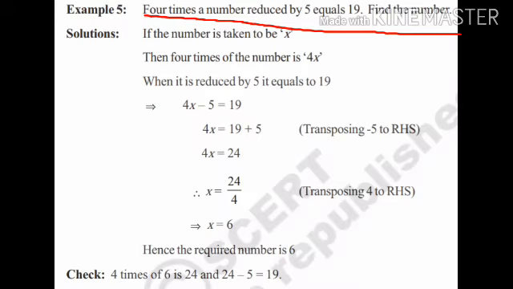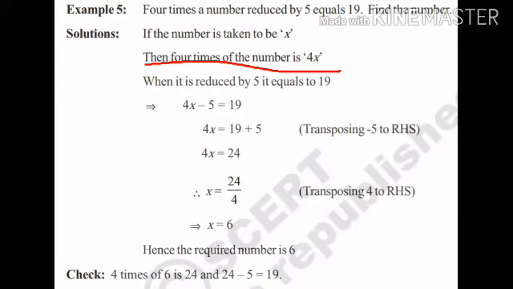Example 5. 4 times a number reduced by 5 equals 19. Find the number. Solution. If the number is taken to be x, then 4 times the number is 4x. When it is reduced by 5, it is equal to 19. That implies 4x minus 5 is equal to 19. Transposing minus 5 to the right side of the equation, 4x is equal to 19 plus 5. We know minus becomes plus. 4x is equal to 24.